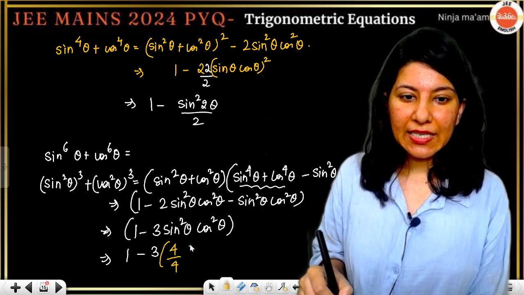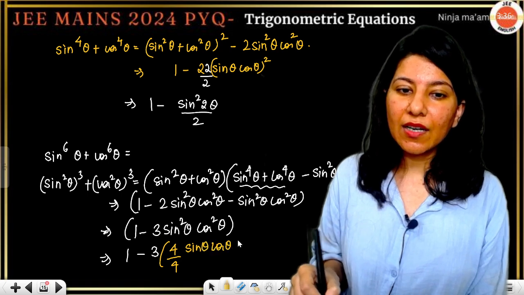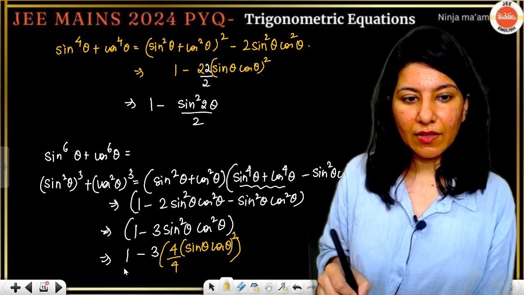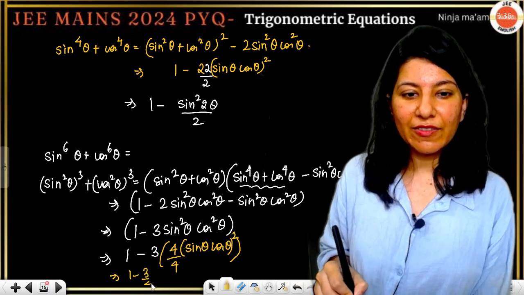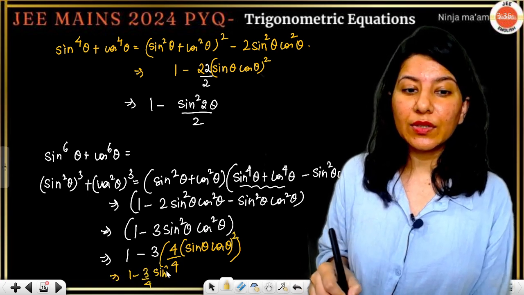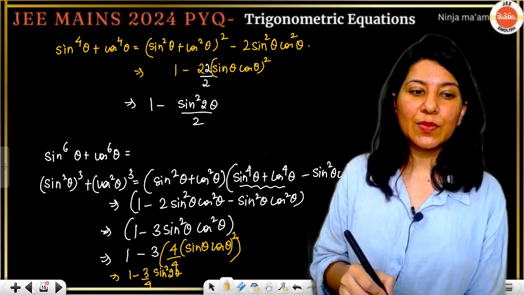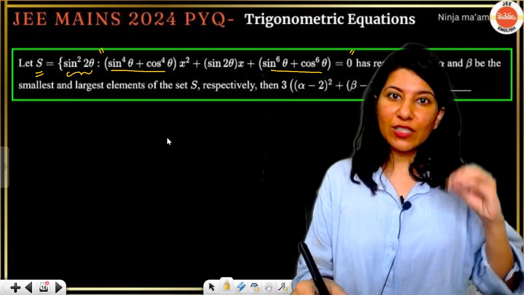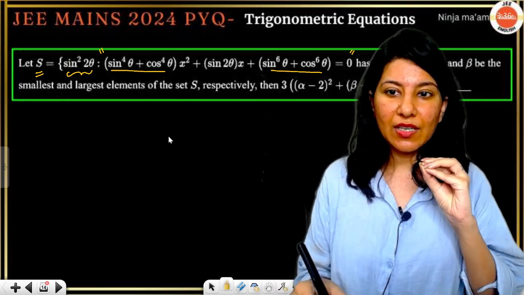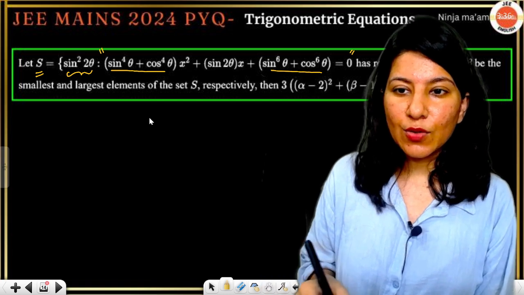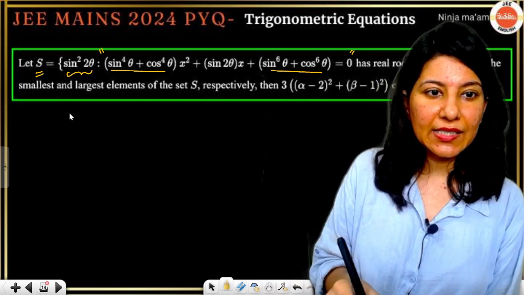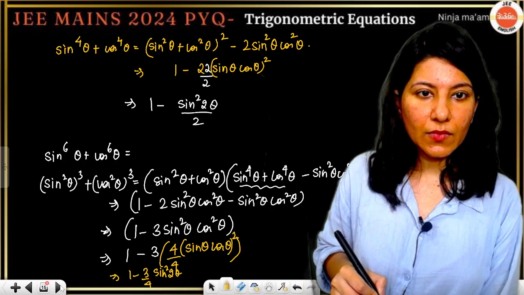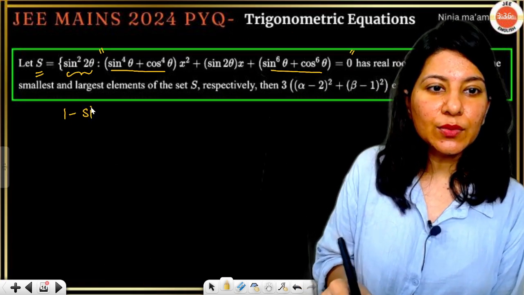4 by 4, sine theta cos theta, and yeah, so this is square. This is going to be 1 minus 3 by 4 sine square 2 theta. Perfect. So this is sine^6 plus cos^6. Okay, all right. Now if I just put the values, if I just put the formula, what will I get? So this will become 1 minus sine square 2 theta by 2.